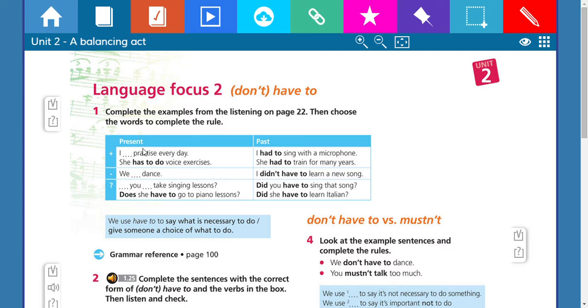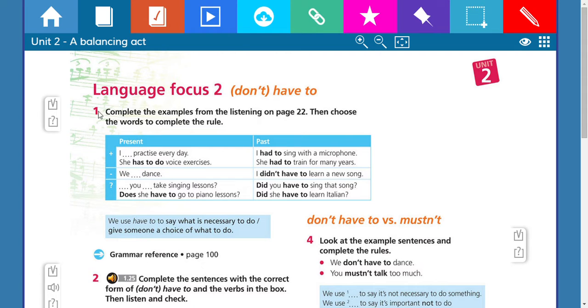And for today, we have language focus number 2. Have to, or the negative form, don't have to. Some people say "hafta". That is okay. But if you want to improve your pronunciation, you can say "have to", not "hafta"; "don't have to", much better.